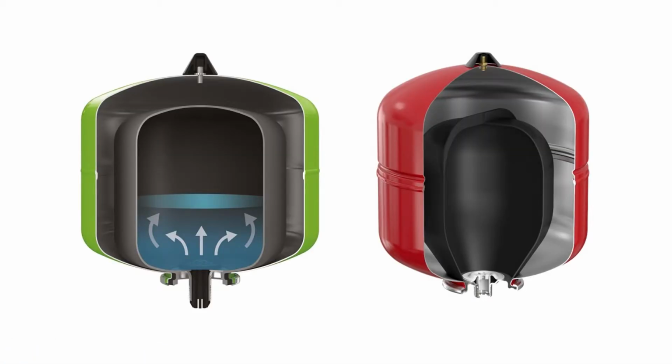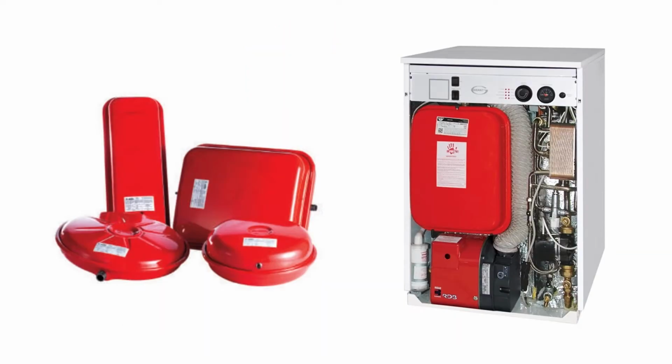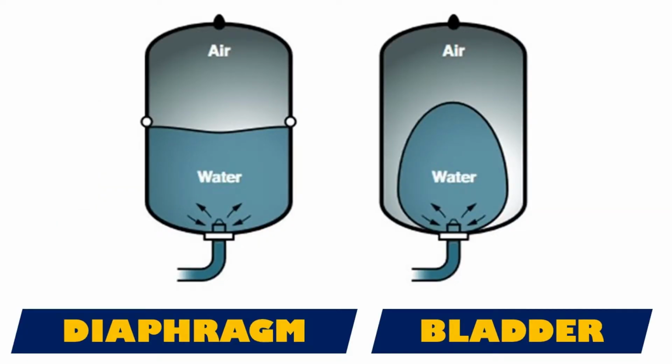The vessels are based on two main elements: the tank itself and the membrane. The tank can be flat or voluminous, hanging or floor-standing. The latter are made for large volume vessels. Boilers are mainly equipped with flat tanks. As for the membrane, it can be of different shapes: diaphragm and bladder.